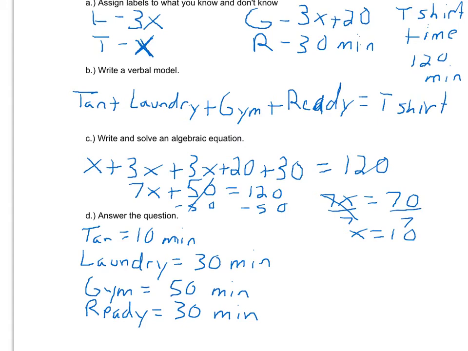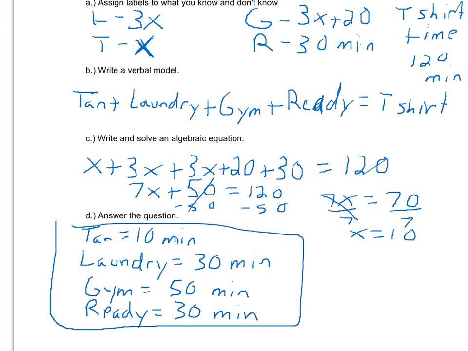Okay? Now we should probably make sure that that adds up to our t-shirt time total. Our t-shirt time was 120 minutes. Well, 10 plus 30 is 40. 40 plus 50 is 90, and 90 plus 30 is 120. So they're going to spend 10 minutes tanning, 30 minutes doing laundry, 50 minutes at the gym, and 30 minutes getting ready. And they'll be ready to go in time for t-shirt time, which is a good thing. Alright, let's go on to one more example.